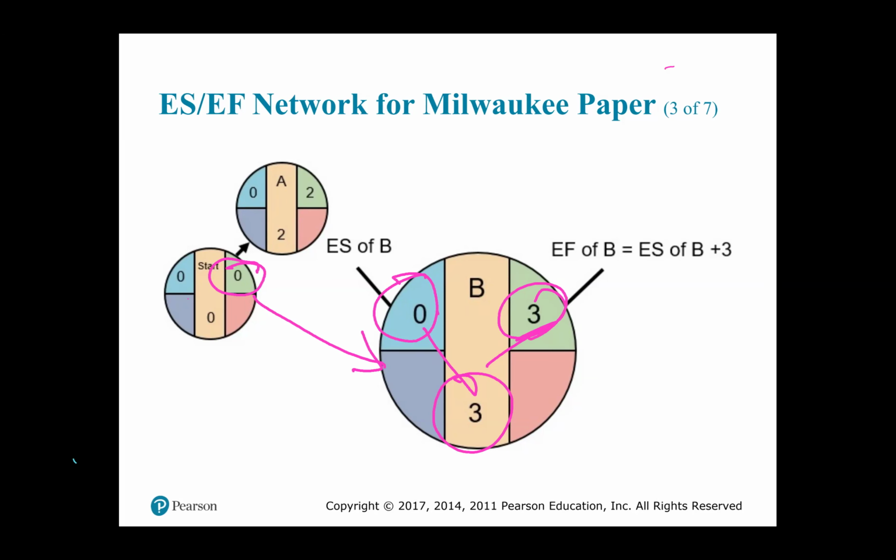Again, the early finish of the start node, which is 0, will become the early start of activity B. When you take the early start of activity B and add it to the duration of activity B, you will get the early finish of activity B, right? Now, why the 0 as the early start for activity B? Because this 0 is the early finish of the immediate predecessor for B, and the immediate predecessor for B is the start node, okay? Right, so consider that for a second.